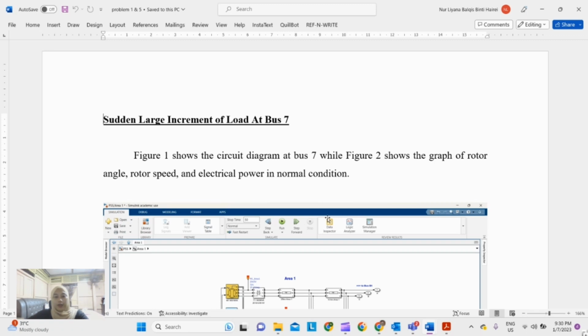Assalamualaikum warahmatullahi wabarakatuh. My name is Nurlana Balkis binti Hairi. I will present about problem number 1 and also problem number 5, which is the sudden large increment of load at bus 7 and also the temporary bolted 3-phase fault at bus 8.